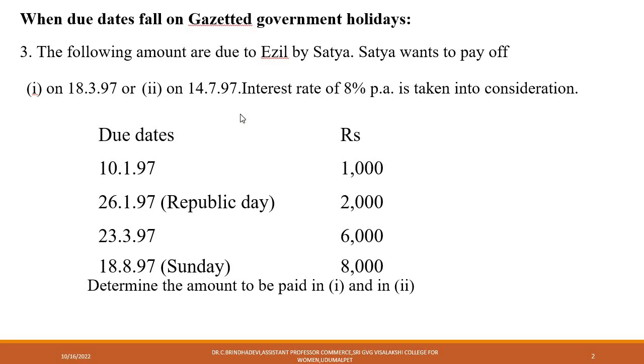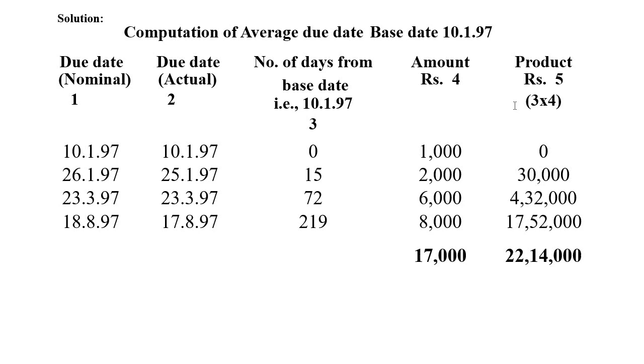The due dates are 10th January, 26th January, 23rd March and 18th August. Since 26th January and 18th August are declared as holidays, for this we have to determine the amount for 18th March and 14th July. We all know that we have to find out the base date from the due dates. Out of the due dates, the earliest date is considered as the base date. So 10th January is the base date since it is the earliest due date.